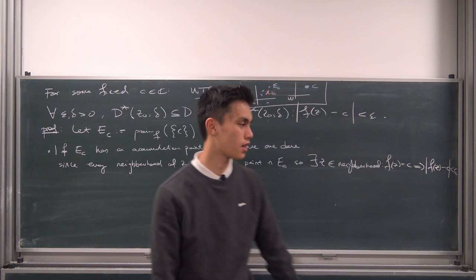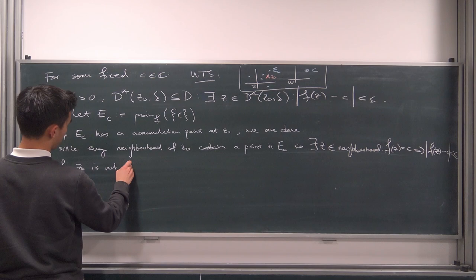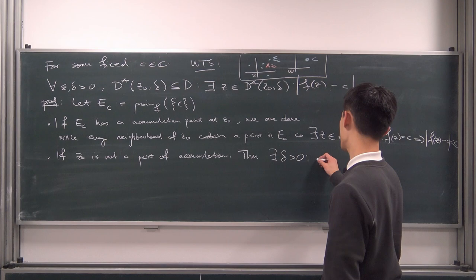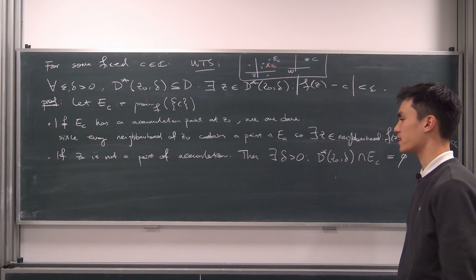So what we're going to do is assume that EC does not have an accumulation point at z naught. So if z naught is not a point of accumulation, then what happens? Then there's going to exist some delta greater than zero, such that your punctured disk d star at z naught with radius delta, if you intersect it with EC, is equal to the empty set.